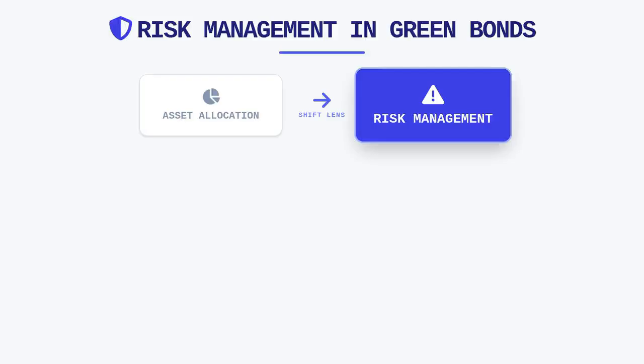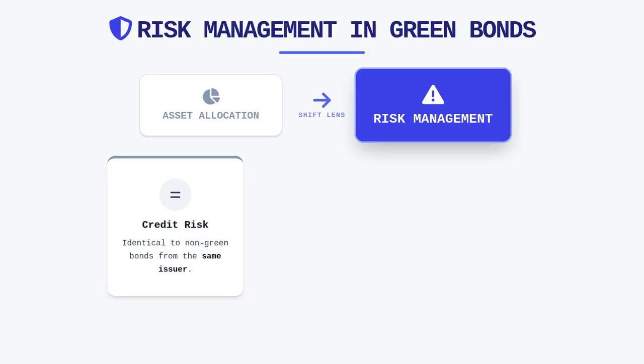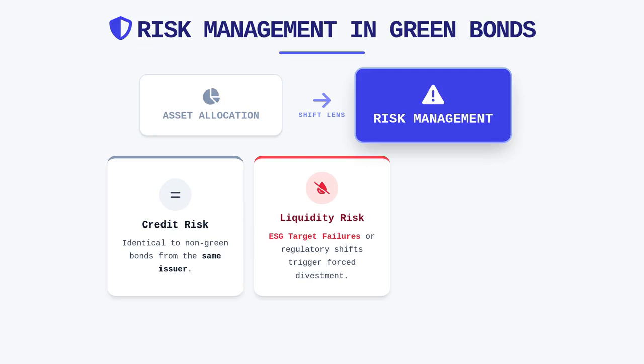We must look at these instruments through a lens of risk management rather than just asset allocation. While the credit risk of a green bond is generally identical to a non-green bond from the same issuer, the non-financial risks are different. Regulatory shifts or failures in meeting sustainability targets can lead to forced divestment by ESG-mandated funds, which introduces a distinct type of liquidity risk.